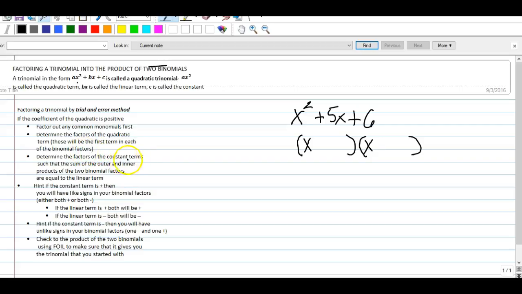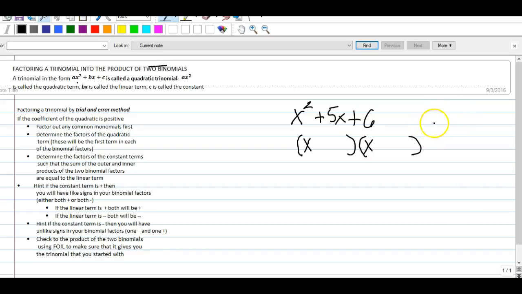The next thing we're going to do is determine the factors of the constant term. Remember, this is the quadratic, x squared, this is the linear, 5x, and this is the constant. Now we have two factors actually here that we can consider for 6, and there are 1 and 6 and 2 and 3.